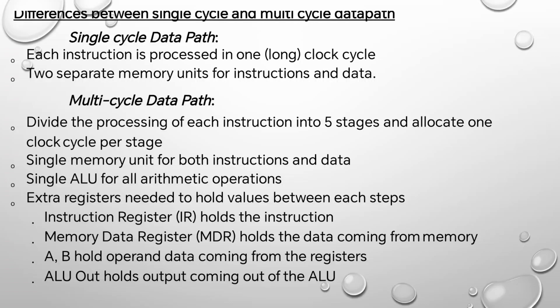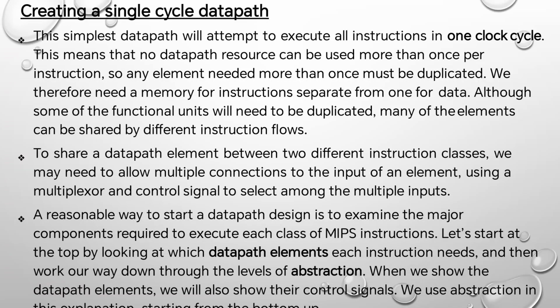Instruction register holds the instruction. Memory data register holds the data coming from memory. A and B hold operand data coming from the registers. ALU out holds the output coming out of the ALU.